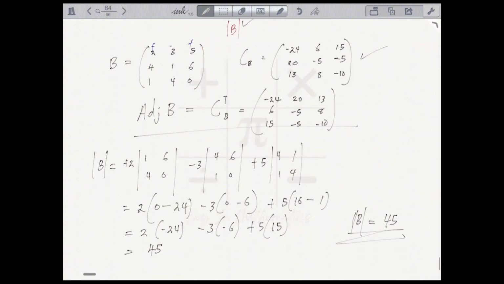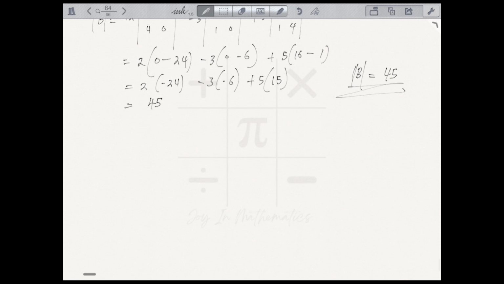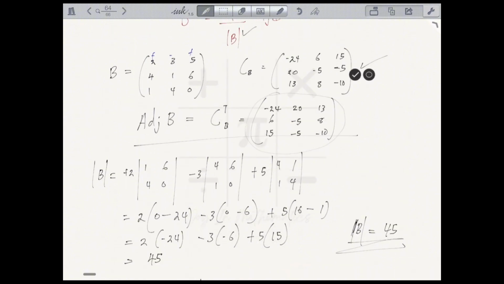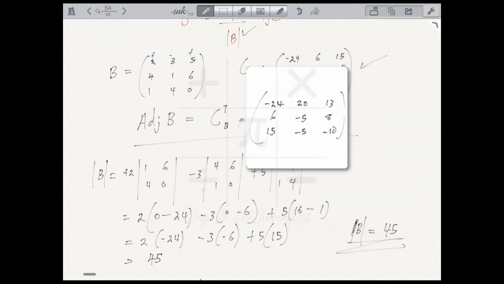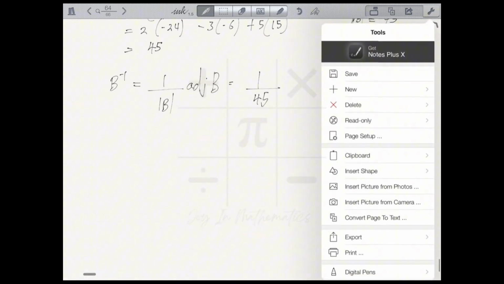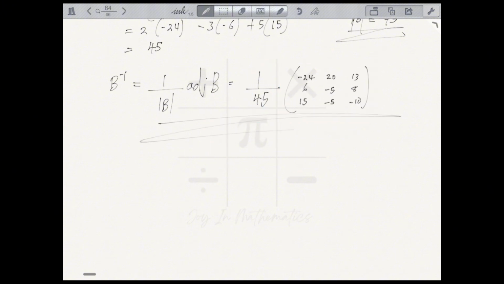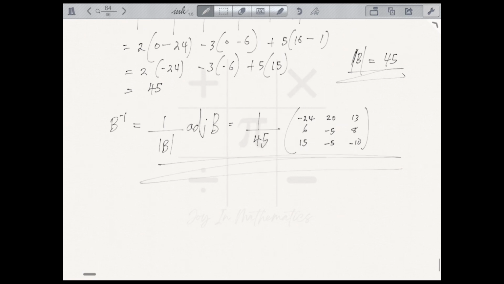Now the next thing to do is to plug it in, since we know that the inverse of B is equal to 1 over the determinant of B multiplied by the adjoint of B. The determinant of B is equal to 45. The adjoint of B is what we have here, minus 24, 20, 13, and we can copy and paste it. So this brings us to the inverse of B. Now we can see the long process.